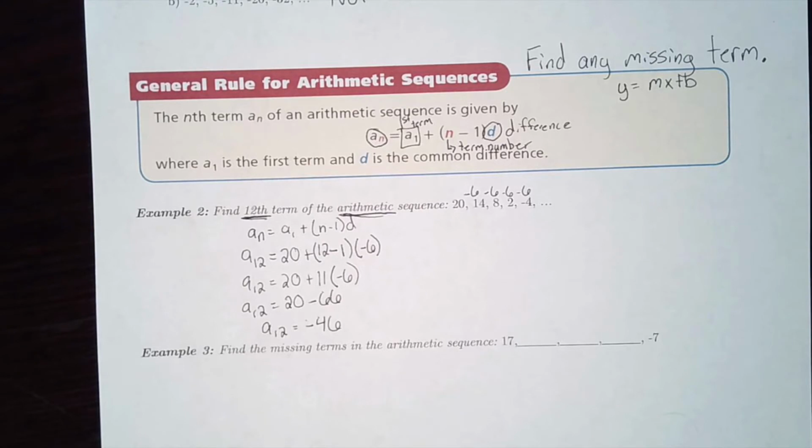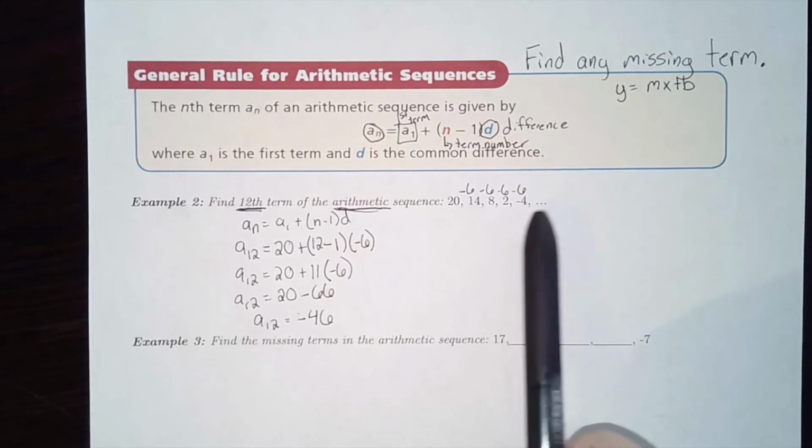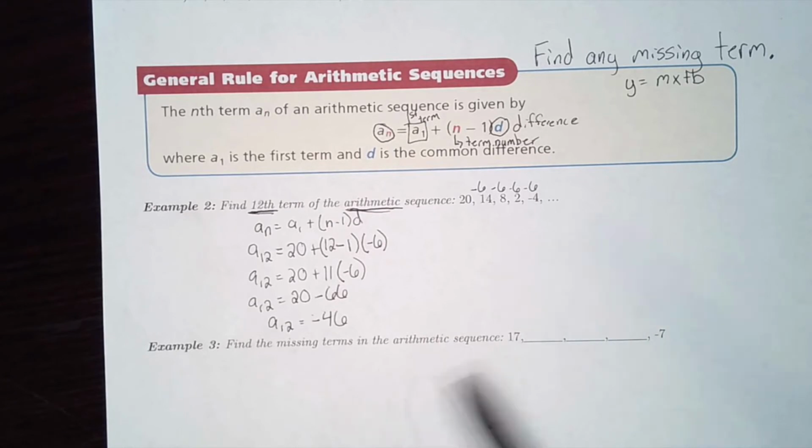Now, real quick before I go on, some of you are looking at this sequence and say, well, I'm at a sub 5. Couldn't I just keep subtracting 6 until I get to 12? Yes, you could. However, it's very hard once you start to go more than 2 or 3 places to remember which one you're on. And even if you're super careful, that can get very complicated.